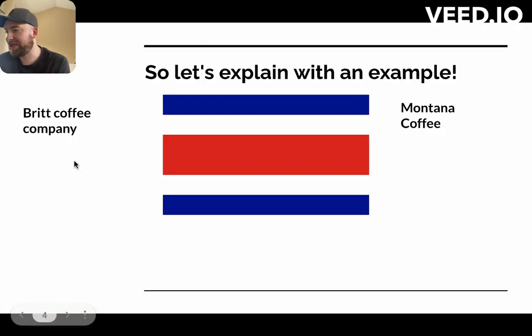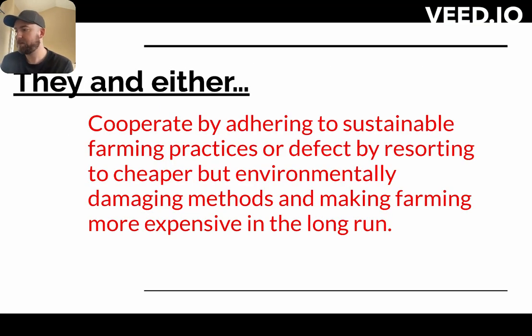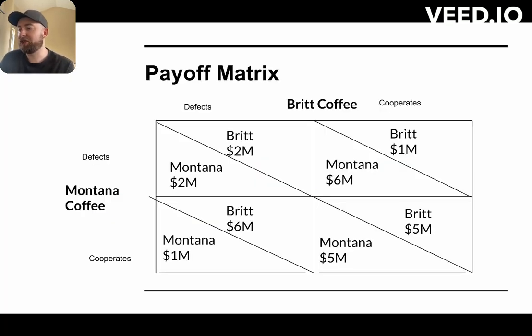So let's contextualize these concepts with a real-life example. Let's consider Brit Coffee Company and Montanya Coffee Company, both operating in Costa Rica. Like many agricultural enterprises, these companies face the decision to either cooperate in sustainable farming practices or defect by adopting cheaper yet environmentally damaging methods for short-term profit. Visualizing these choices on a payoff matrix reveals the impact on their profits.